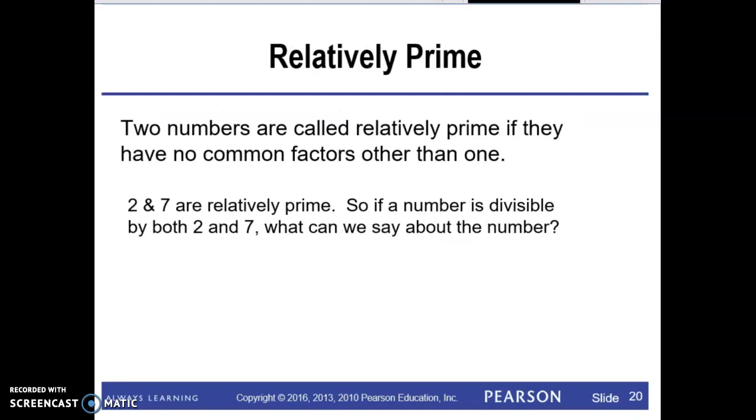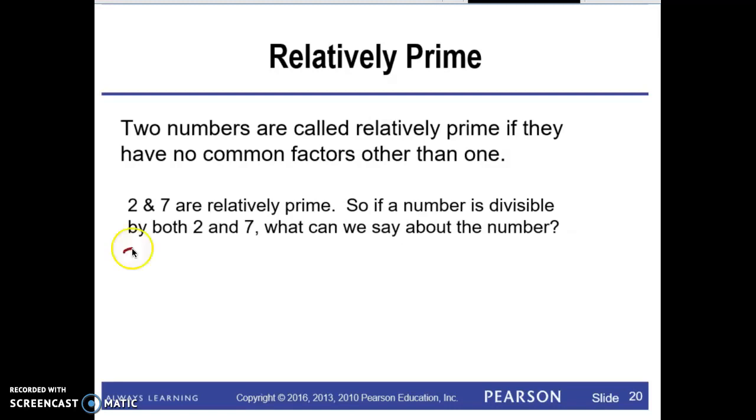What we have just done is what is called relatively prime. Two numbers are relatively prime if they have no common factors other than 1. So 2 and 7 are examples of relatively prime numbers. They have no common factor other than 1. So if a number is divisible by both 2 and 7, what can we say about this number based on what we were just talking about?